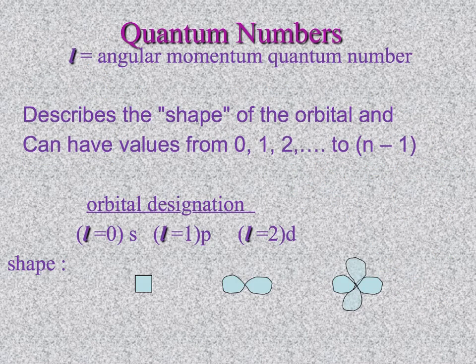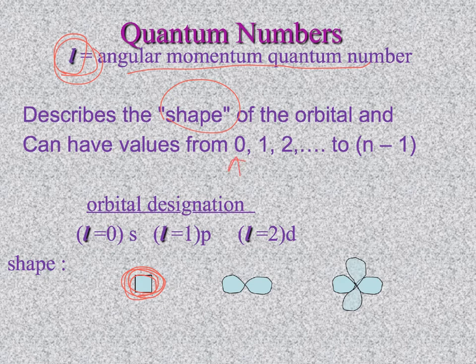The second quantum number is symbolized with a cursive L. It's called the angular momentum quantum number, and it describes the shape of the orbital we're talking about. For some reason, my figures didn't translate in this video, so when you see a square, it should be a sphere. L can have values starting with 0.